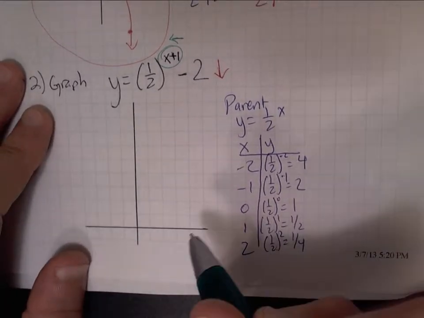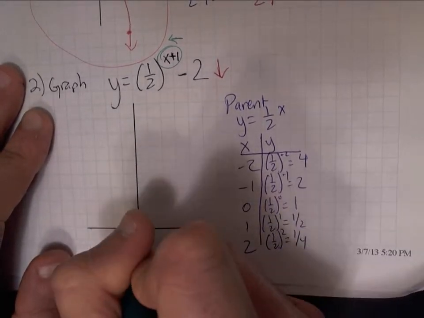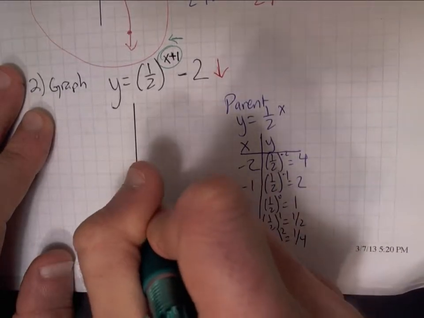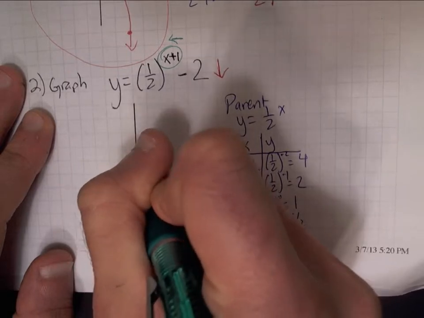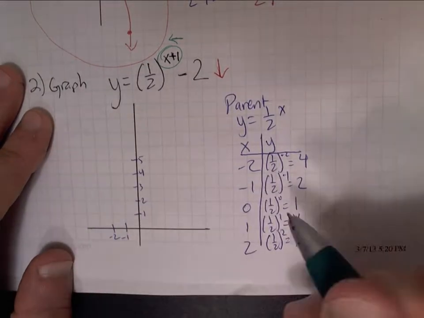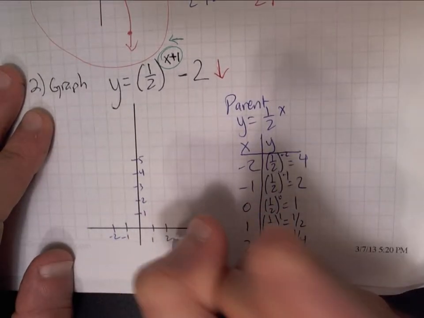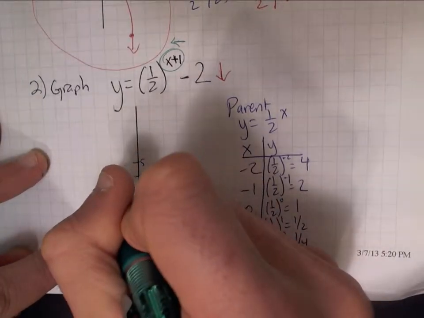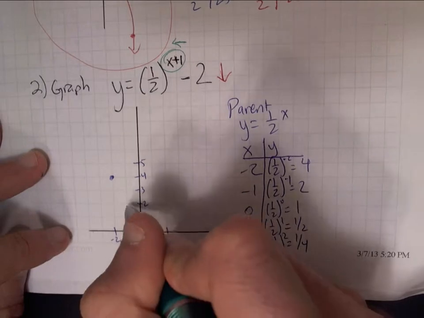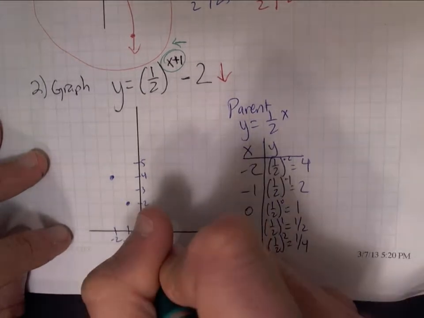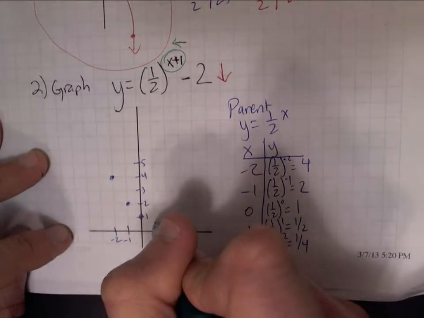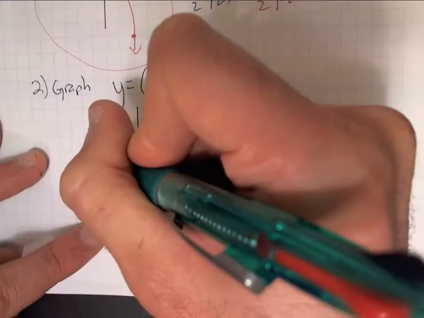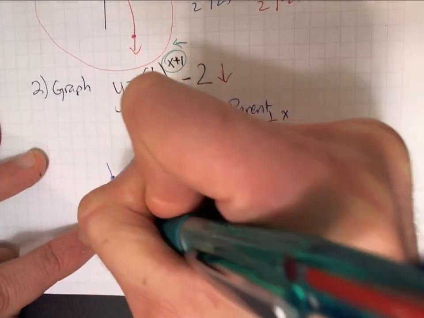So let's go ahead and graph this. -2, we got -1, -2. We'll make this just the normal 1, 2, 3, 4, 5. Actually, we just need to go for 4. 1 and 2. So -2 goes to 4. -1 goes to 2. 0 goes to 1. 1 goes to 1/2, and 2 goes to 1/4. So that's our parent function. Let's just go ahead and graph that.